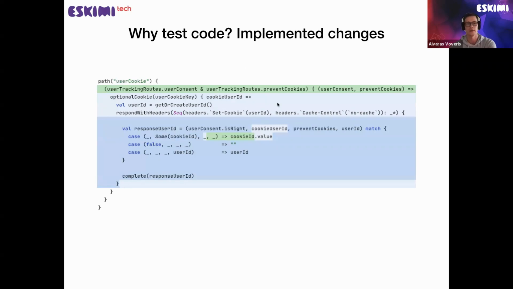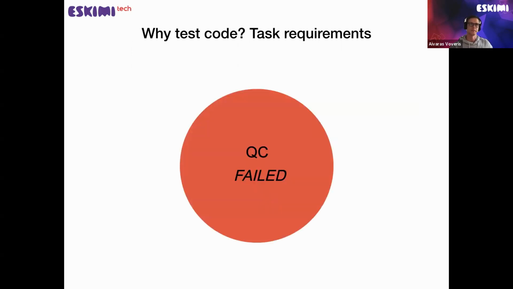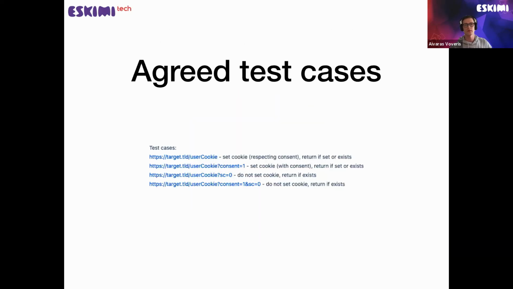This is how the changed code looks like. So I changed the code, and I asked my project manager to test it. And the response that I got from him was this: quality check failed, right? So what happened? Turns out we kind of didn't really agree on the test cases before the task. The project manager and I understood the task a little bit differently.